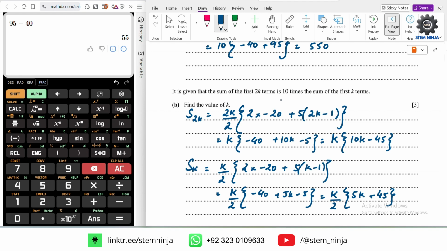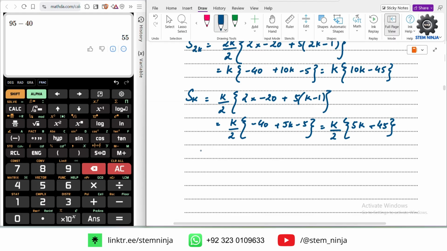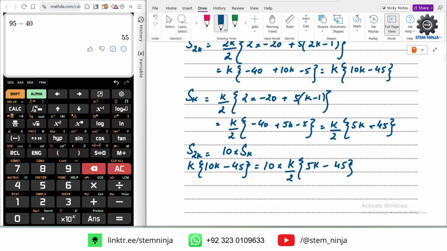Okay, so it's saying that the S2k is 10 times the sum of first k terms. Okay, so S of 2k is 10 times by S of k. So you have k, 10k minus 45 is 10 times by k over 2, 5k minus 45. Okay, so first off we can cancel out this k and k.